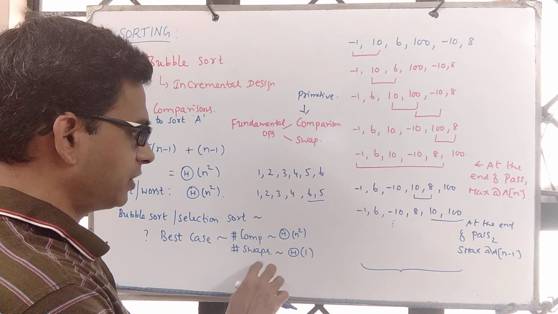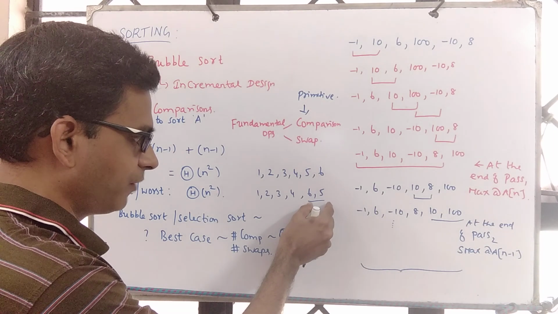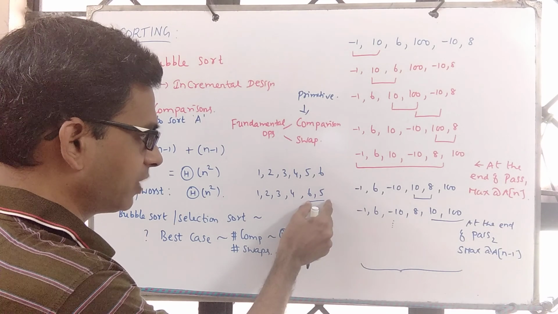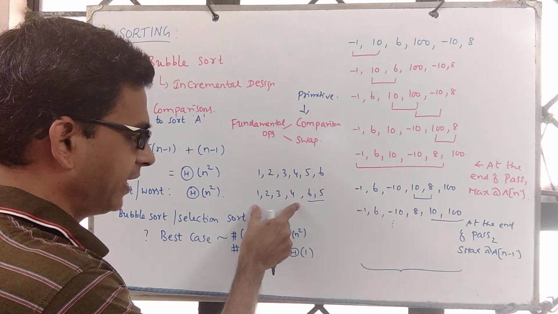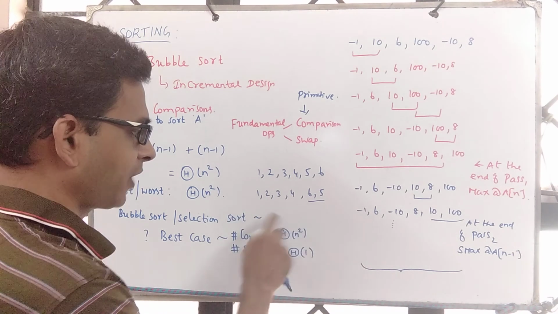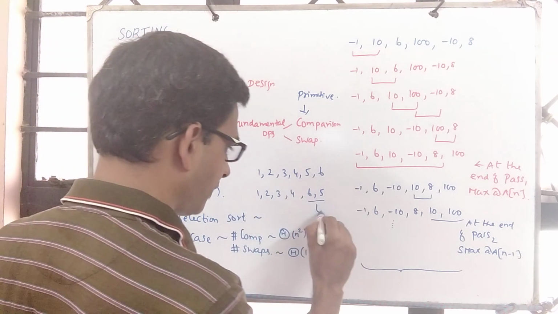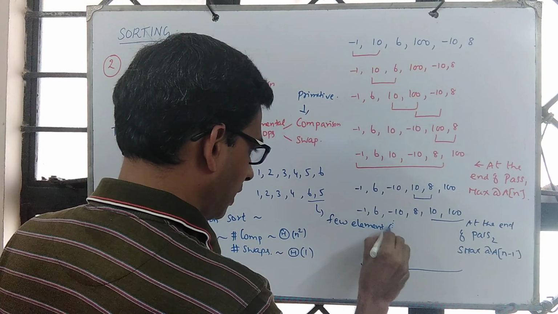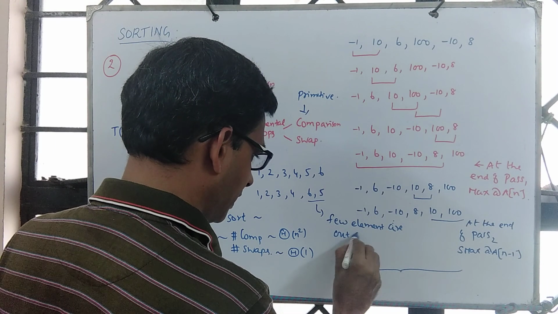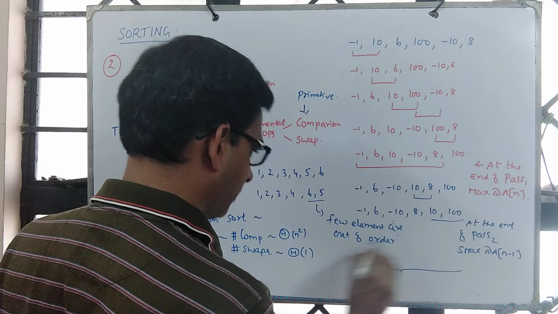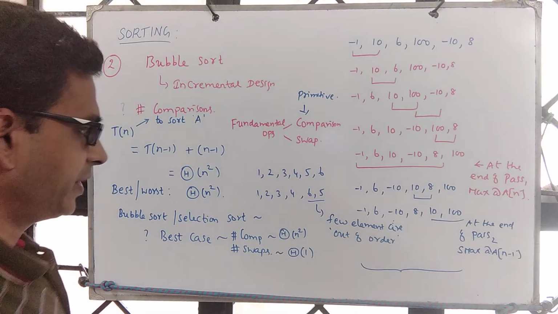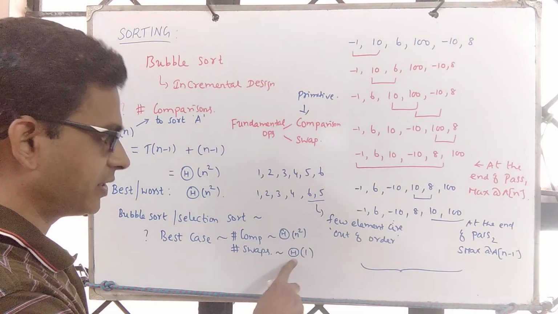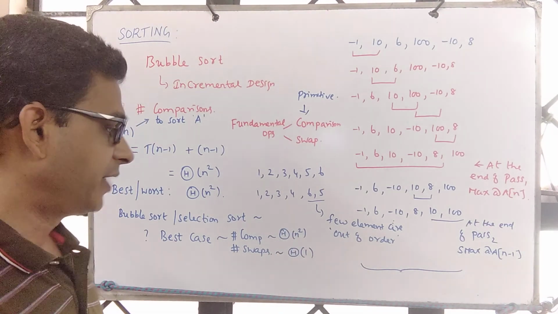But there are inputs where some part of the array, a few elements, are out of place and the maximum number of elements are sorted, almost sorted. Which means a few elements are out of order, they are not in sorted order. Few meaning a constant number of elements, which means a constant number of swaps.